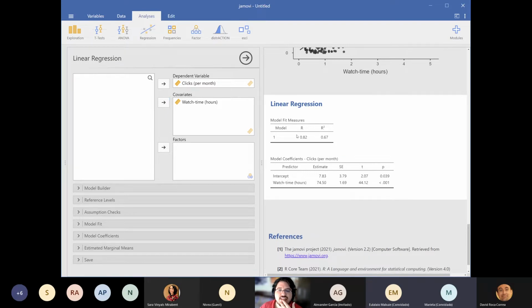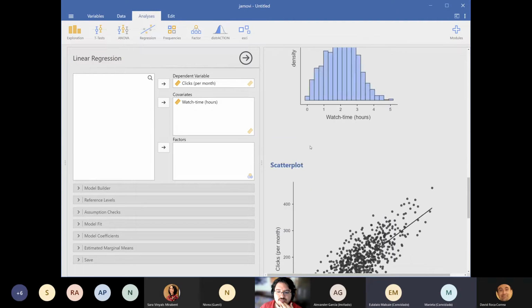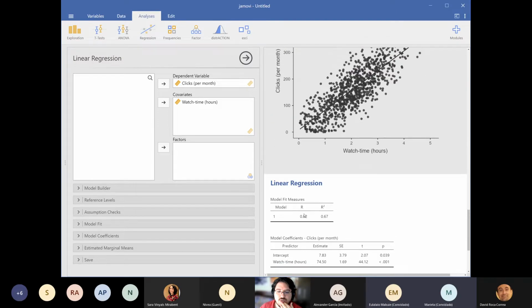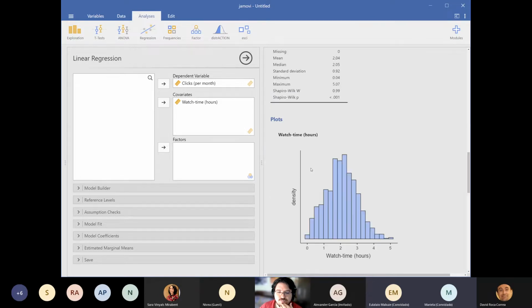And this is the result that we get with the basic output of linear regression. First is the R. This R is the Pearson's R, okay? So if we go back, you see that our 0.82 in the R of the linear regression is the 0.82 from Pearson's R.